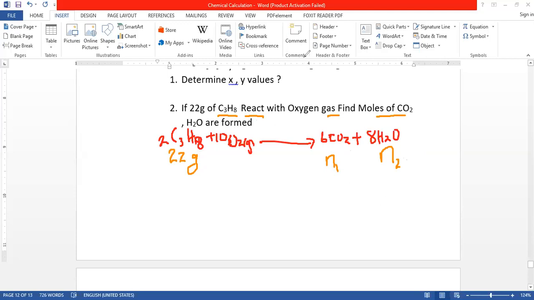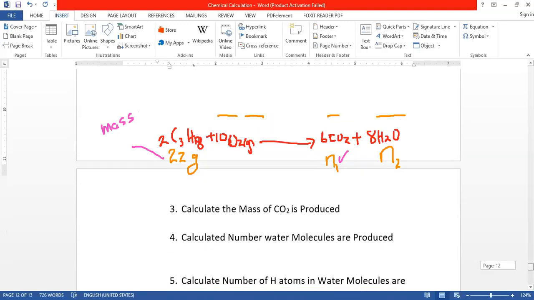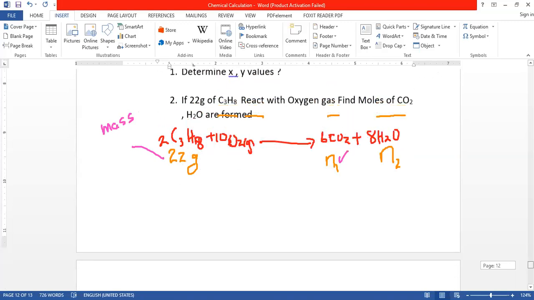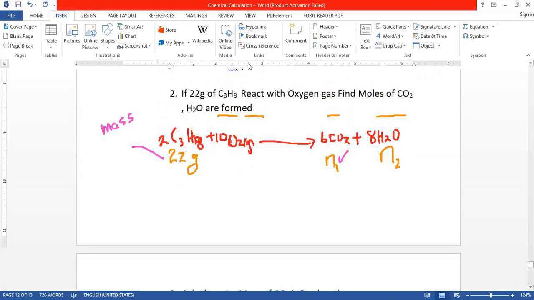What they give, actually, they have given what? Mass is given, and they are asking for moles. So first you have to find, this is a nice question, please get the great idea, the very serious idea, right? So using 22 gram, take this idea. You don't need to do this question. Look at the idea. That is very important.